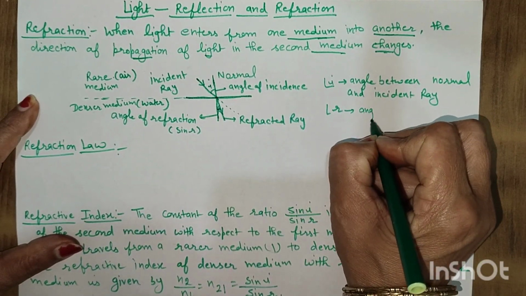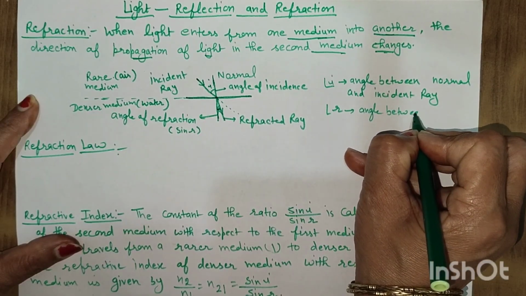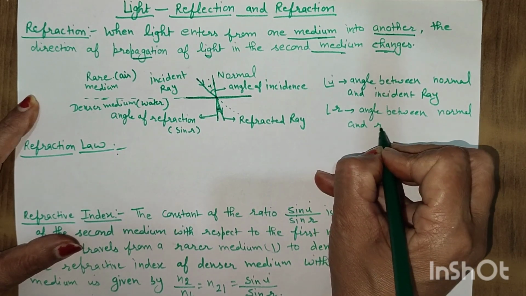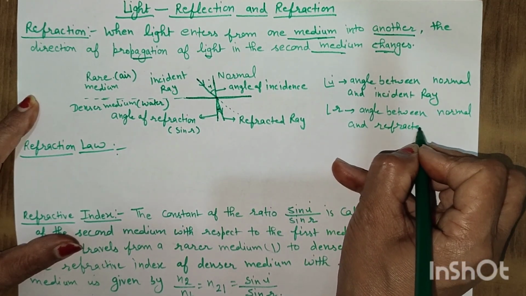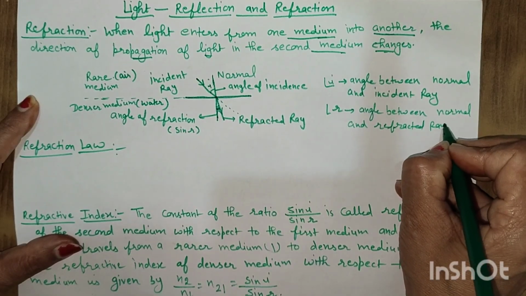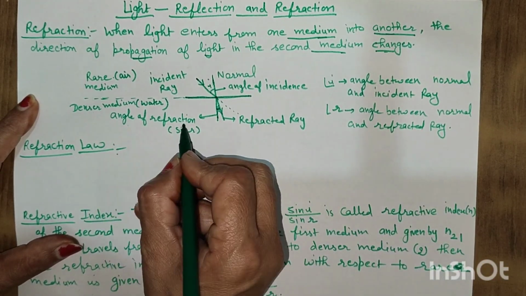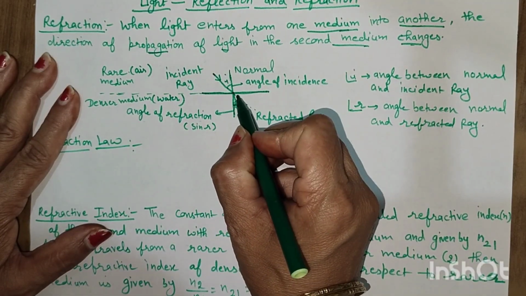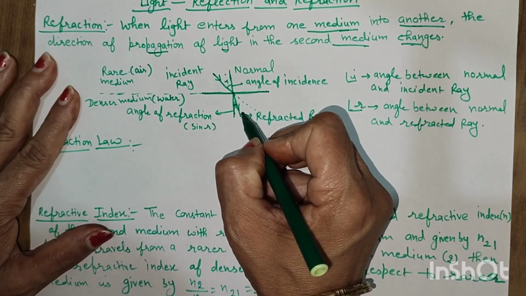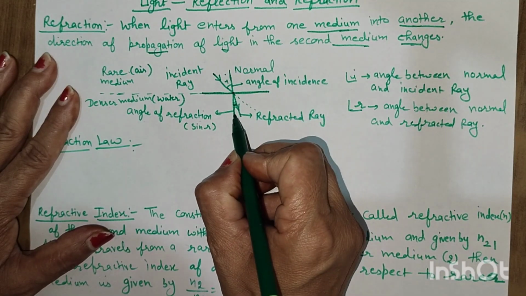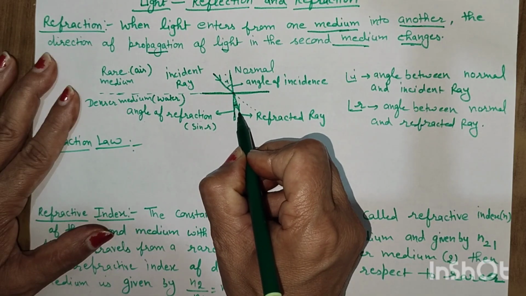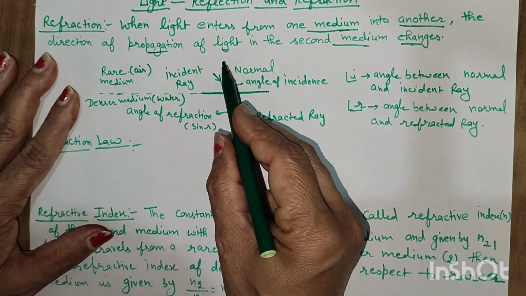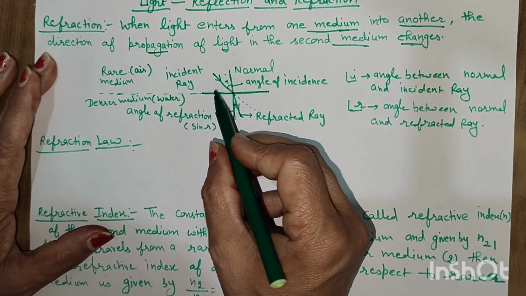The angle of refraction is the angle between the normal and the refracted ray, that is the angle of refraction r. When an incident ray moves from the rare medium to the denser medium, it moves towards the normal. Or if it moves from the denser to the rare medium, then it moves away from the normal.